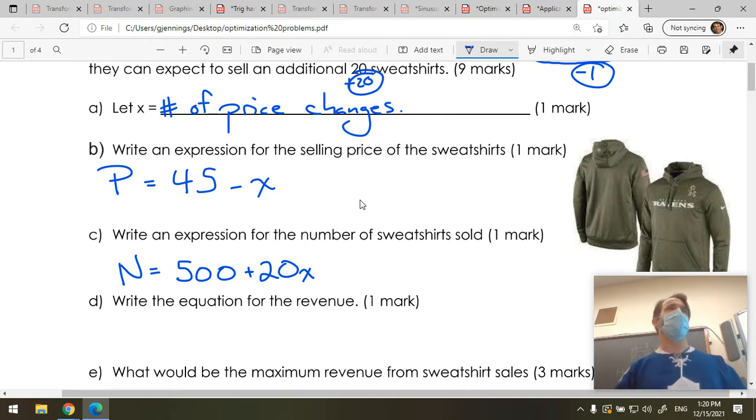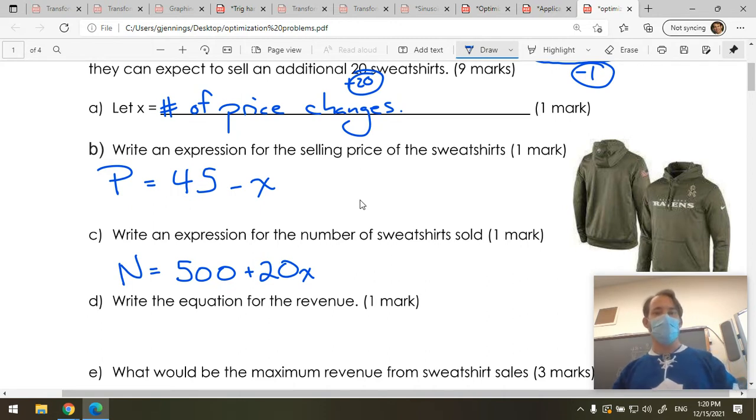And that doesn't feel right. If it was 500x plus 20, then every time they increase the price, they would sell 500 more shirts. And that's like, oh, we don't quite have that. So the way I test and see if that's correct is I test different values of x and I say, do I have it? And then, yeah, I've got it.